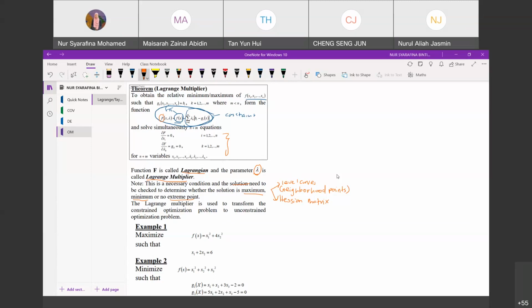So the Lagrange multiplier is used to transform the constrained optimization to unconstrained. Basically, even though there are two types of optimization, unconstrained and constrained, for constrained we can convert to unconstrained by using this Lagrange multiplier. That's why our main focus is unconstrained, because constrained itself can be converted to unconstrained. Is that clear, everyone?